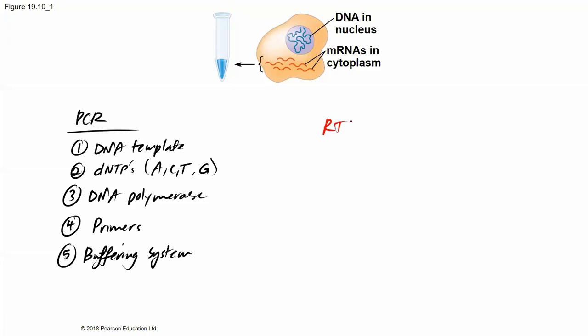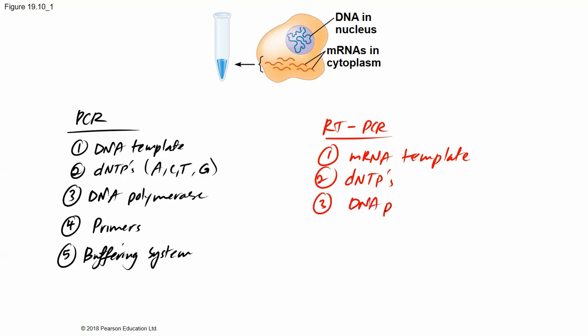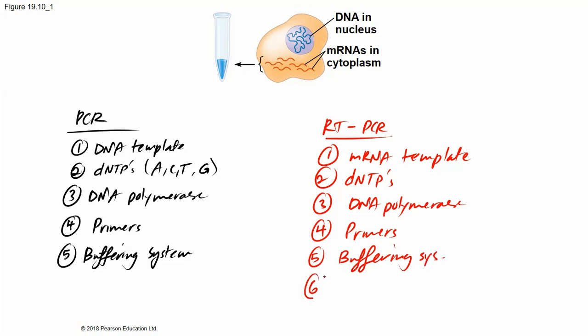Now, in RT-PCR, the template is not a DNA template, it's an mRNA template. We also use dNTPs, just like PCR. We also use DNA polymerase. We also use primers, a buffering system. And then we have to use an extra enzyme called reverse transcriptase.